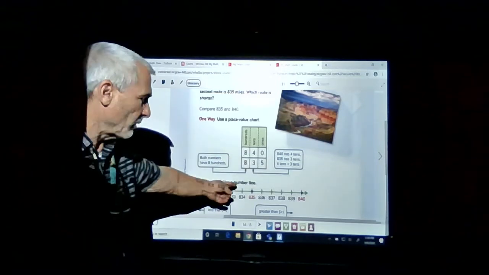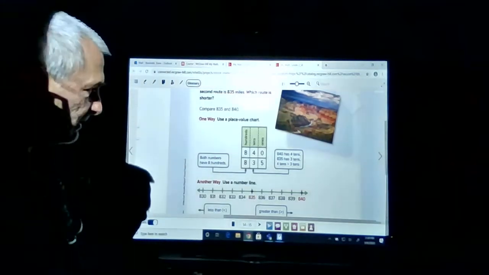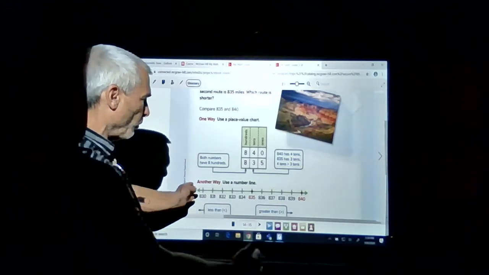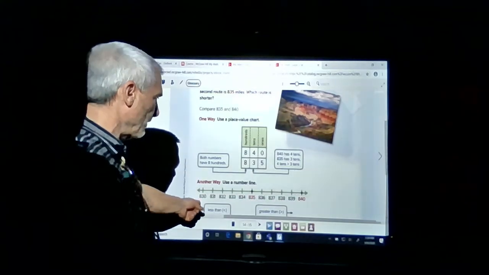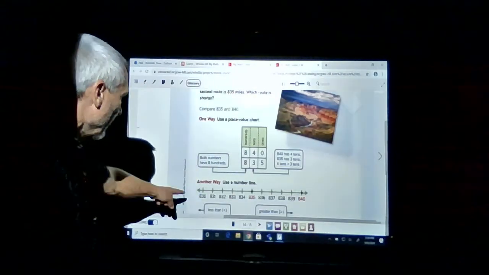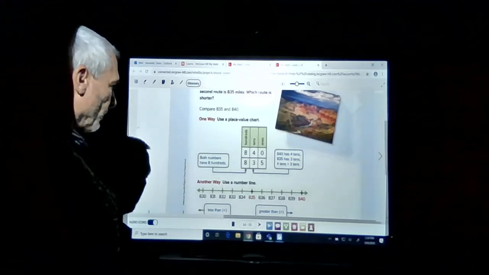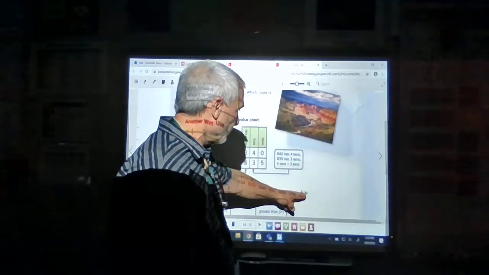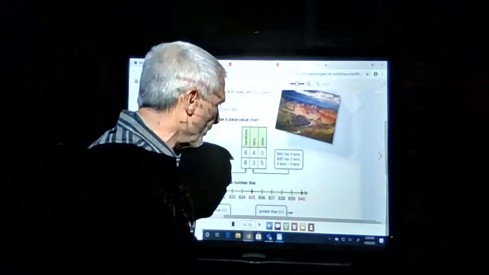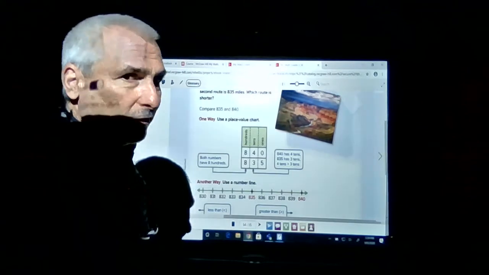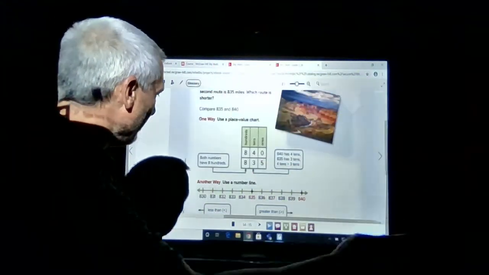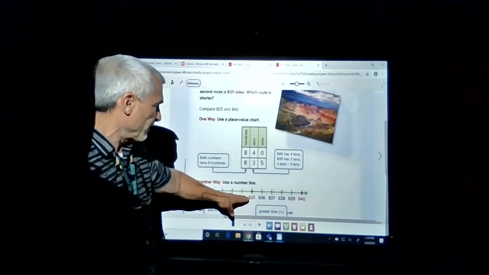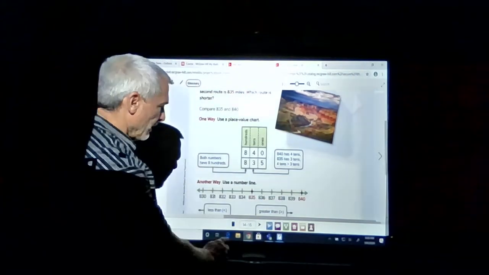Another way is to use a number line, and I know that I gave you a number line, but it's not nearly this big. What a number line is really is a portion of the numbers. This is between 830 and 840. That arrow means numbers go all the way back to 0. And this number right here with that arrow would be pointing to all the numbers that are greater than 840, and there are a lot. It goes on forever.